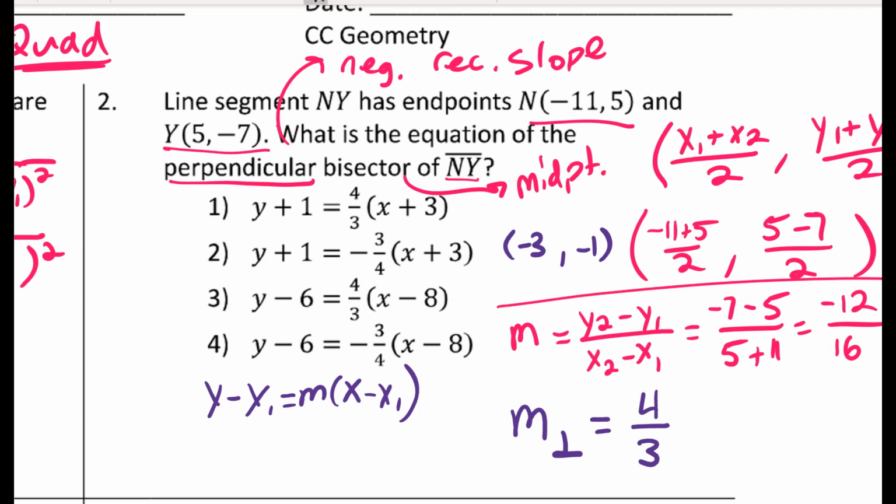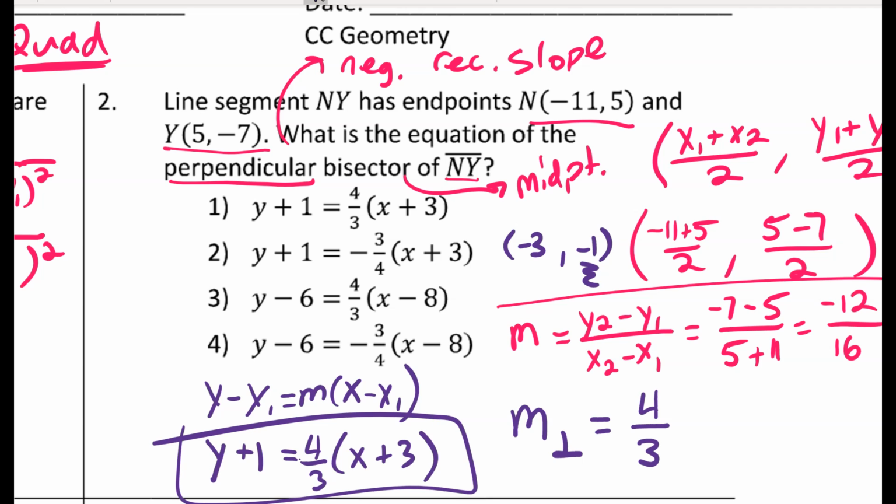So y minus y1, in this case y1 is just that -1 from my midpoint, equals my slope, 4/3, times x minus x1. When I subtract -3, it just becomes +3. So this is the equation of the line that is perpendicular to NY and that goes through the midpoint of NY. So my final answer is just answer choice 1.